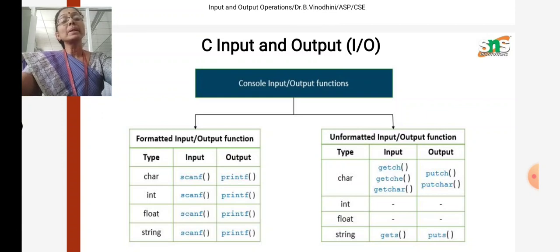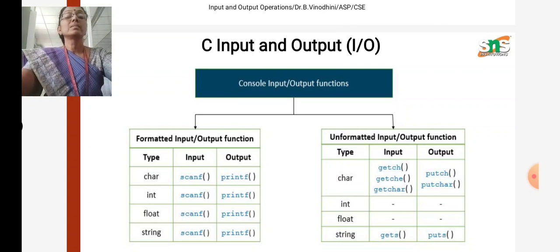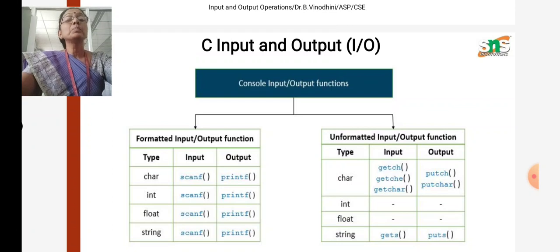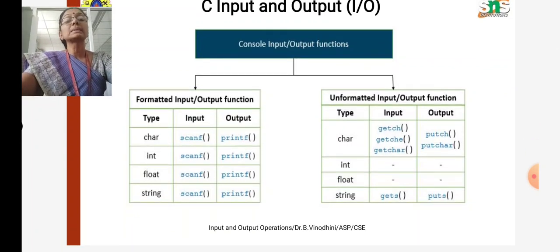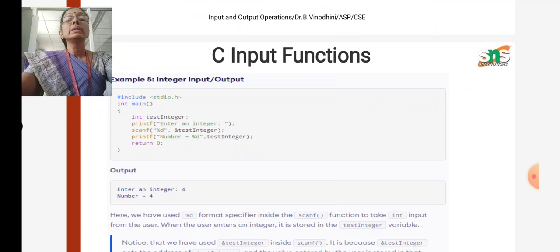For the unformatted, the input functions are getch, getche and getchar, and the output functions are putch and putchar, and puts and gets are used for string input. Suppose my input is a sequence of characters, which means we use the string data type, so that could be declared as a character array. The formatted input function is scanf.